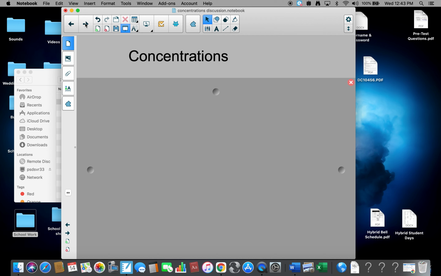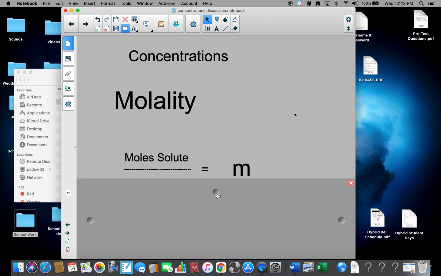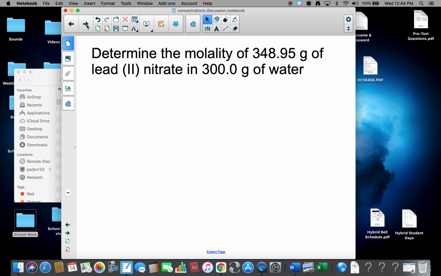Now, there's another unit of concentration, and that unit of concentration is called molality. Molality is defined as moles of solute over kilograms of solvent. When you do the activity next Tuesday making Kool-Aid, you're going to be working in molality. All right, now, let's look at a problem here. Determine the molality of 345.95 grams of lead(II) nitrate in 300.0 grams of water.